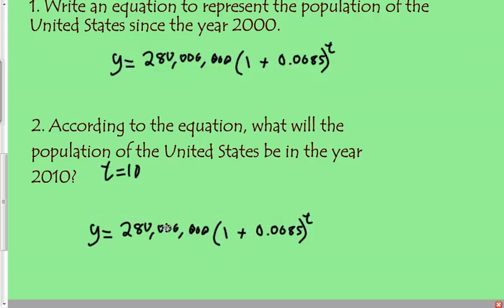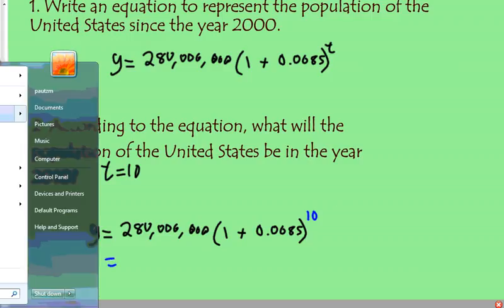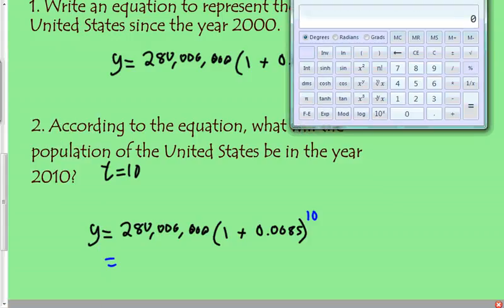Instead of t, we're going to use 10 because we're doing 10 years. All right, and when you do that, I'm just going to plug that into a calculator because that's going to be hard to do, especially with those big numbers. And you find out what the population will approximately be after 10 years.